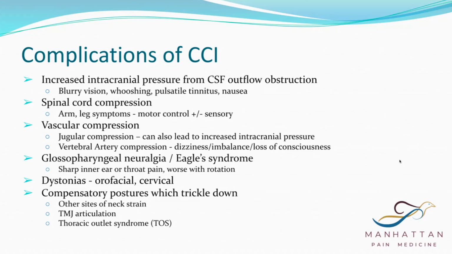Basically, the glossopharyngeal nerve wraps around it. This will be like sharp stabbing pain in the ear or in the throat. It happens also with Ehlers-Danlos syndrome, which can be pronounced or exaggerated because of the CCI. The positioning of the head relative to the neck has changed.